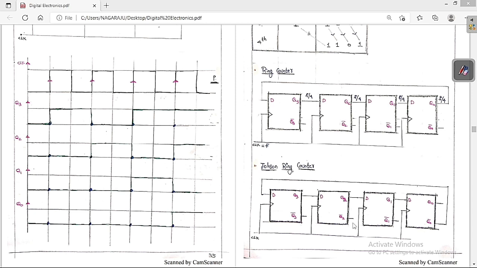You can see all are given the clock at the same instant, so it is called synchronism of the clock. Then it is called the Johnson ring counter. If you take feedback from Q0 and go to D, it is called the ring counter.